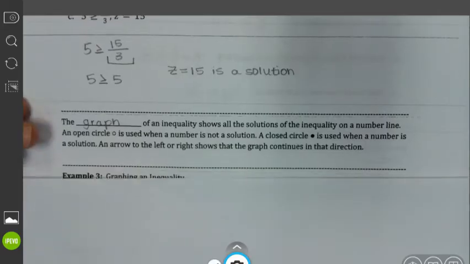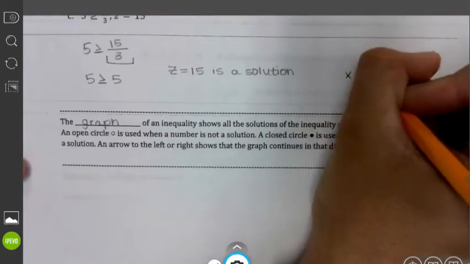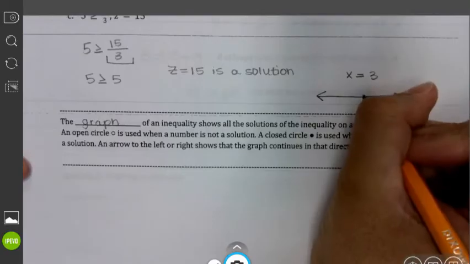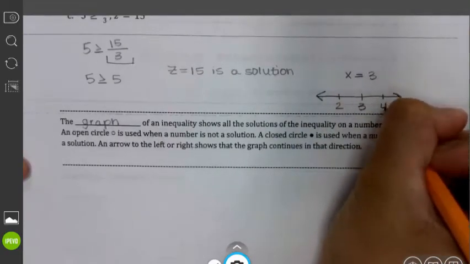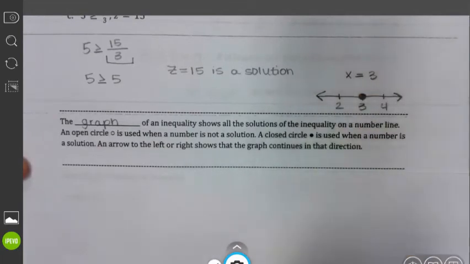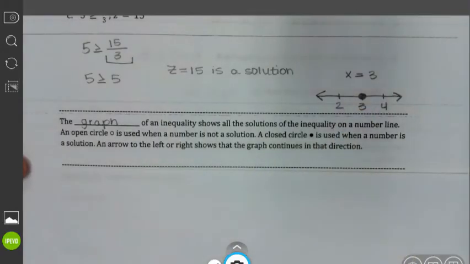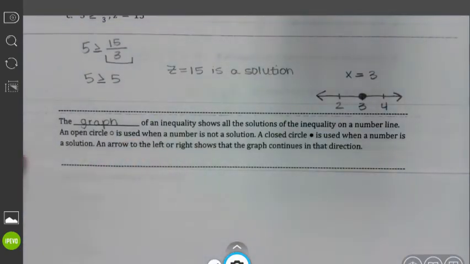So, I'm just going to go up here for a second. If I asked you to graph x equals 3, you would create a number line. You'd put 3 on the number line. And you'd put a closed circle on 3 to represent this number, x is 3. That is related to this. However, in an inequality, like I said before, you will typically have more than one solution. So we're going to show that in a different way on a number line.